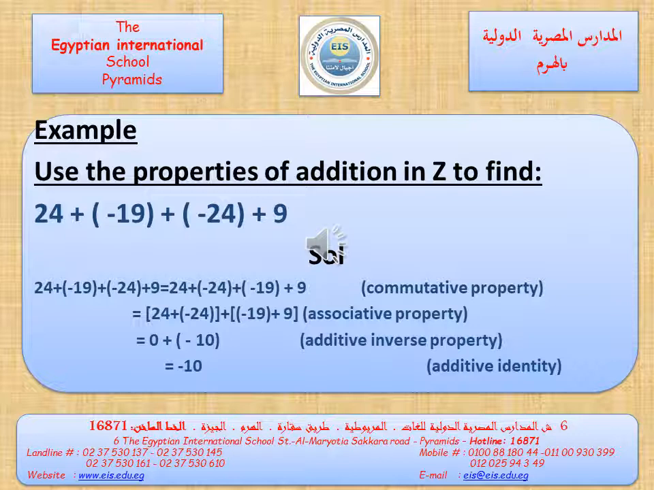Take an example. In this example, use the properties of addition in Z to find 24 plus negative 19 plus negative 24 plus 9. What shall we do? We should use the properties of addition such as commutative, associative, additive inverse and so on. The first property we use is the commutative property. We can rearrange the numbers so that we can make a 0 and solve it.